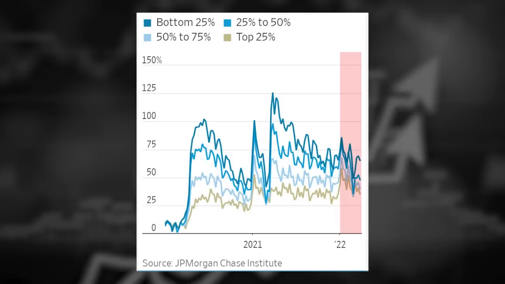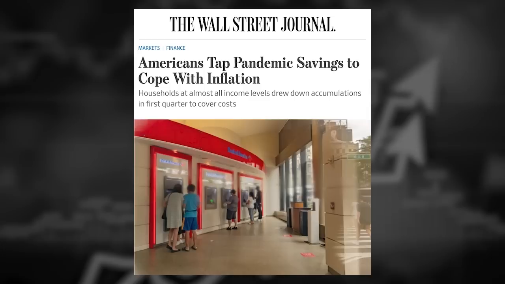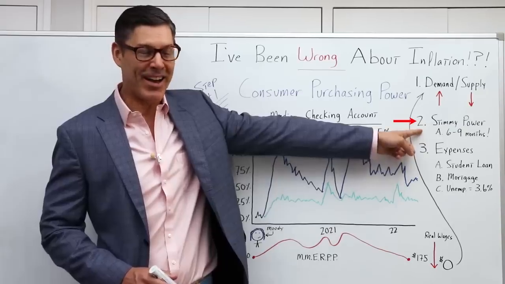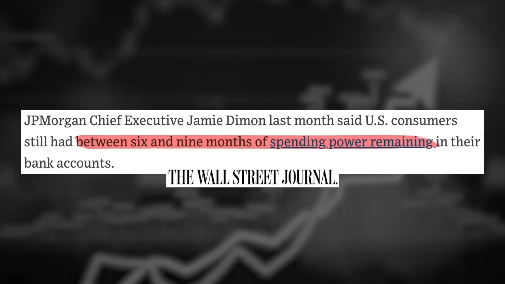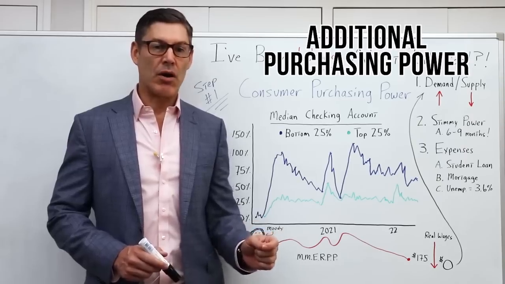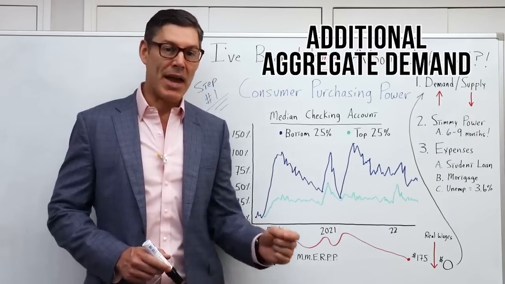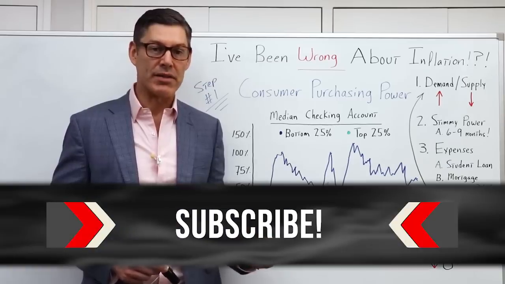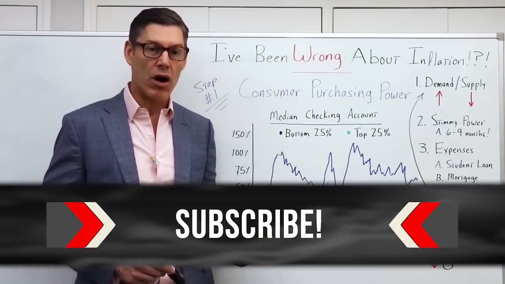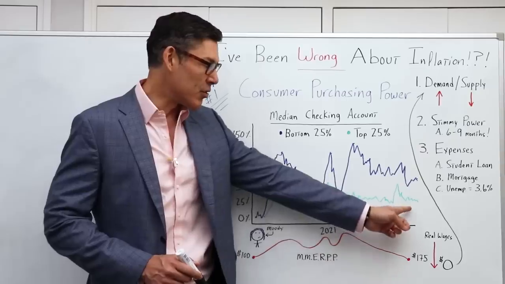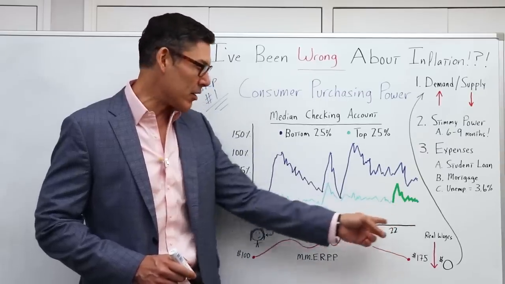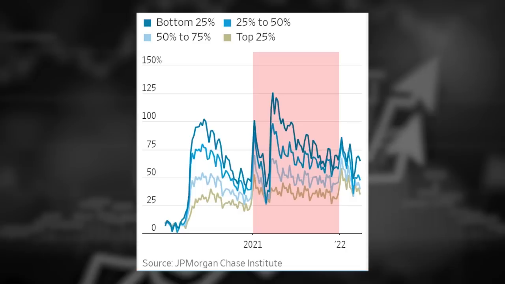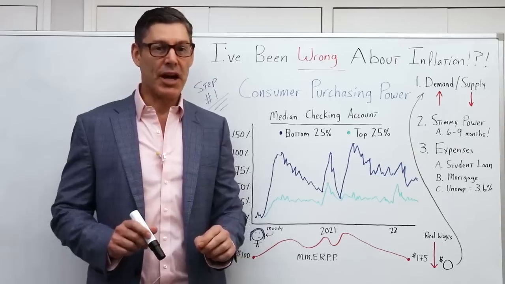In fact, in that same Wall Street Journal article, Jamie Dimon says that this, we'll call it Stimmy Power, has another 6 to 9 months left, meaning that this additional purchasing power or additional aggregate demand will be in the system for several more months. And again, what I got wrong is I thought this additional purchasing power pretty much expired back in 2021. But that's not the only thing I got wrong.